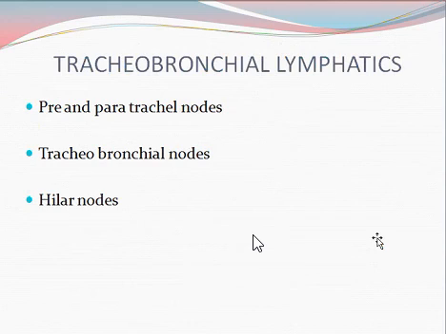Tracheobronchial lymphatics end up in the pre and paratracheal lymph nodes. And at the lower level we have the tracheobronchial nodes. At the level of the hilum of the lung, we have the hilar nodes. These lymphatics drain into these nodes, and whenever there is carcinoma or a pathology like tuberculosis, nowadays because we have CTs and PET scans, you will identify that the pre and paratracheal nodes, tracheobronchial nodes and hilar nodes are involved, and you can identify the disease involved in that particular patient.